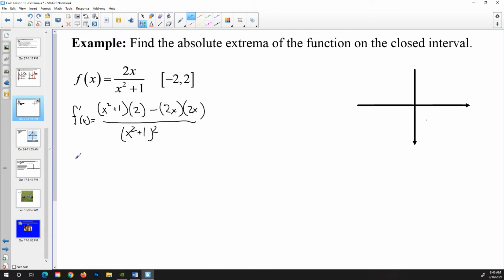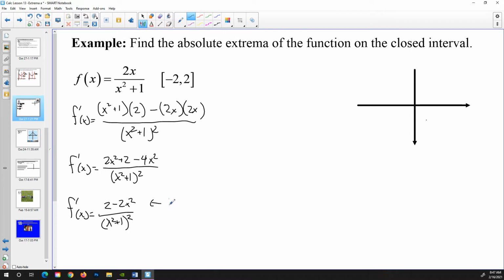And so let's simplify this a little bit. f prime of x is going to be, we'll distribute, so we'll have 2x squared plus 2 minus 4x squared all over x squared plus 1 quantity squared. And then the 2x squared minus the 4x squared will simplify down to 2 minus 2x squared all over x squared plus 1 quantity squared. Now the denominator is never going to be 0, so we're never going to have it undefined. So here's what we're going to do.